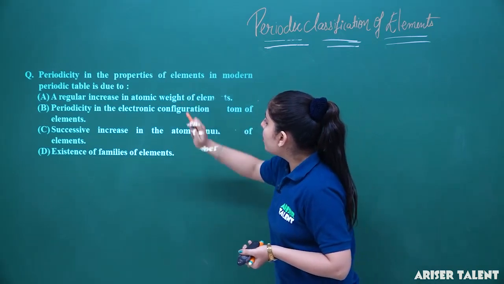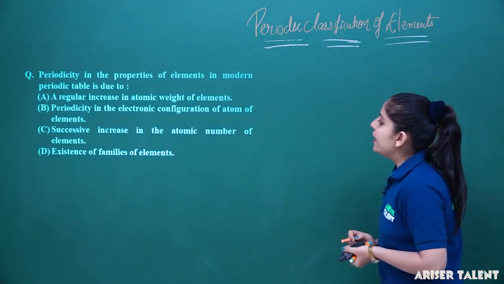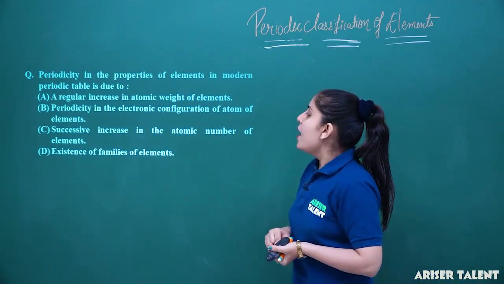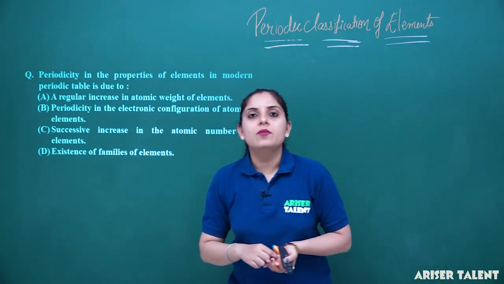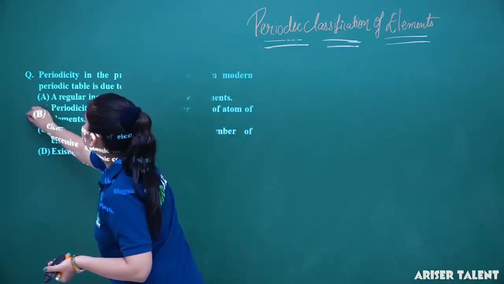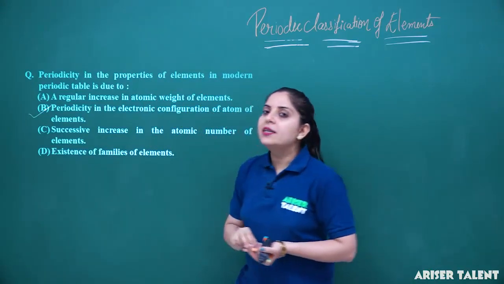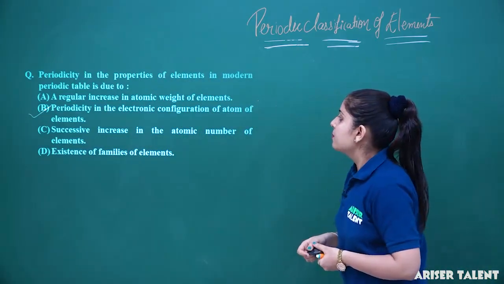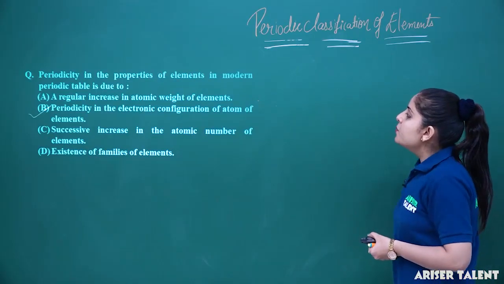Regular increase in the atomic weight, periodicity in the electronic configuration, successive increase in the atomic number, and existence of the families of the elements. So among all these options, we have to choose the electronic configuration. So the periodicity arises only because of the electronic configuration. Now let us move to the next question.